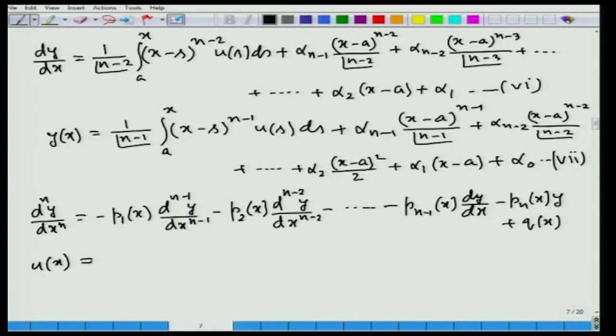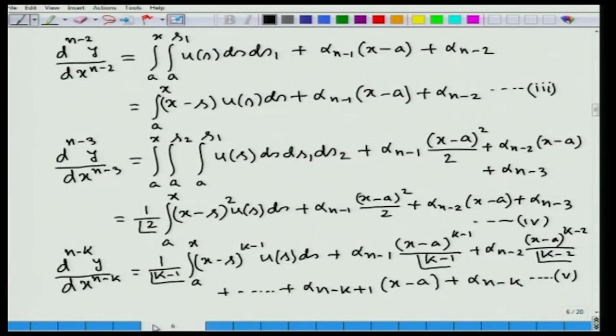Now, first of all, we try to collect the terms which do not involve the integral of u. So, try to understand this point. First of all, you will have this term q x, then this entire expression in 7, that is alpha n minus 1 x minus a whole to the power n minus 1 by factorial n minus 1 up to alpha 0, multiplied by p n x. Then in expression 6, except the integral, the entire expression will be multiplied with p n minus 1.